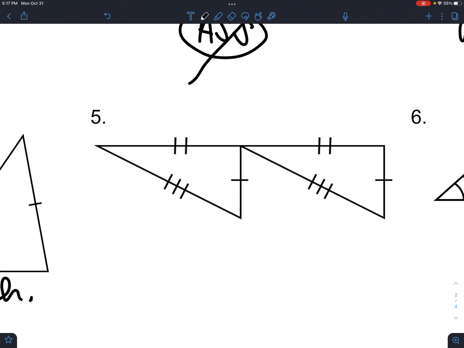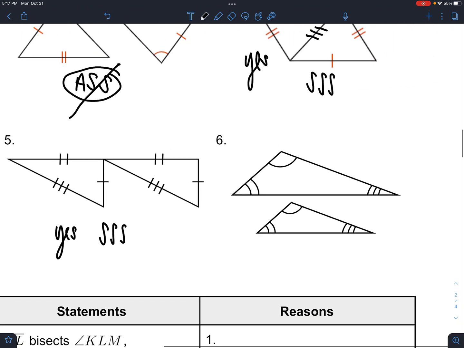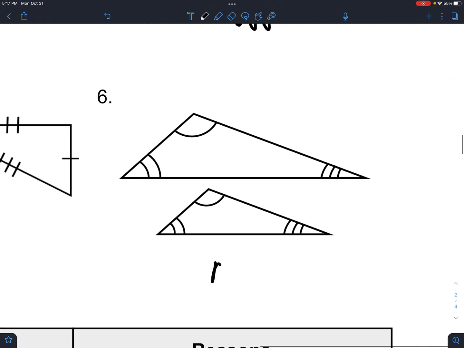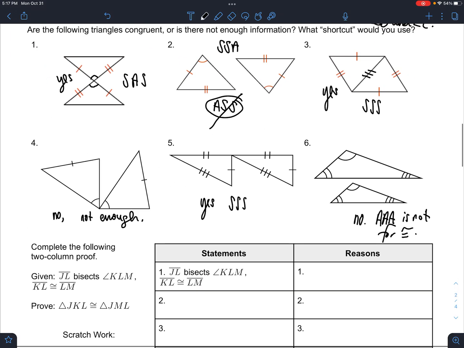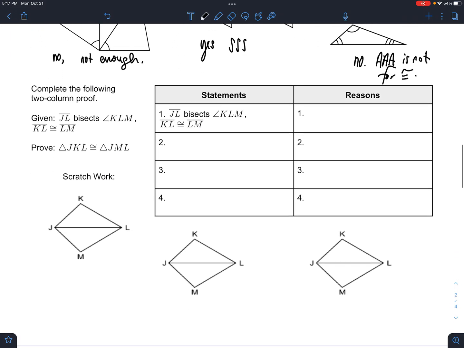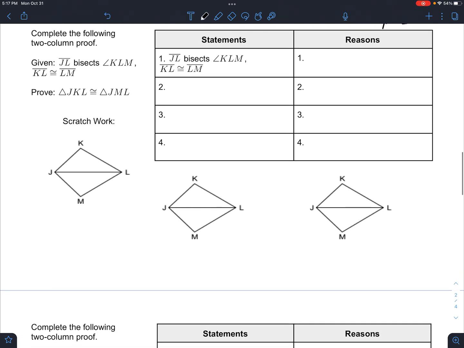Okay. Let's see. Here we're just simply told that all the three sides match. So this would be yes. And this one over here is no. AAA is not for congruence. We will study AAA a little later when we do similar triangles. These are similar. Not congruent, though.